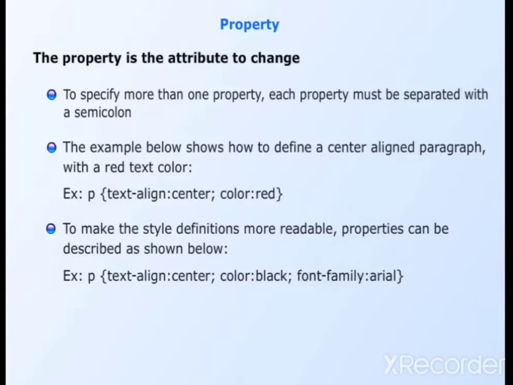Okay, to make the style definition more readable, properties can be described as shown below. See, in the next example I am using three properties. One is text align, second one is color, and third one is font family. These three properties are separated by the semicolon, and values are assigned by using the colon operator. Here P is the selector. For this P we are assigning some properties, right?